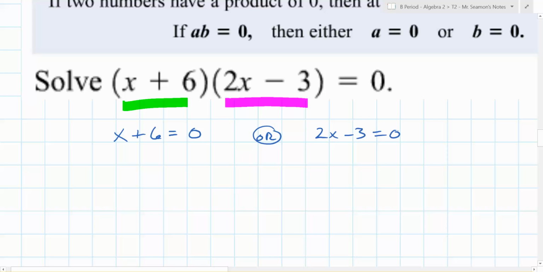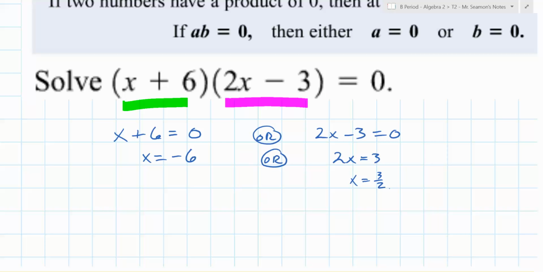And you are absolutely correct, Gabby. What does that mean? X is negative 6, or 2x minus 3, sorry, 2x equals 3. So what does that mean? X is what? 3 over 2. If you have two things multiplied together to get 0, one or the other is 0.